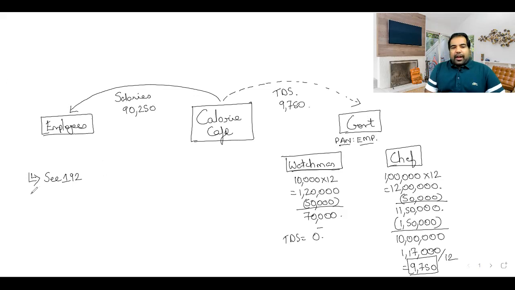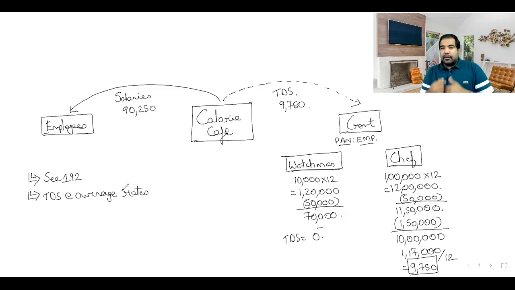All right, so at what rate do we deduct it? TDS here is called at average rates. The rates are called average rates. Average rates means the employer will become like a CA, will do all the calculations, will take other incomes, will take investments. Loss also they can take, but only loss from house property. And that's how they will calculate the TDS at average rates. For the watchman, the average rate was 0. And for the chef, it was 9,750 per month.